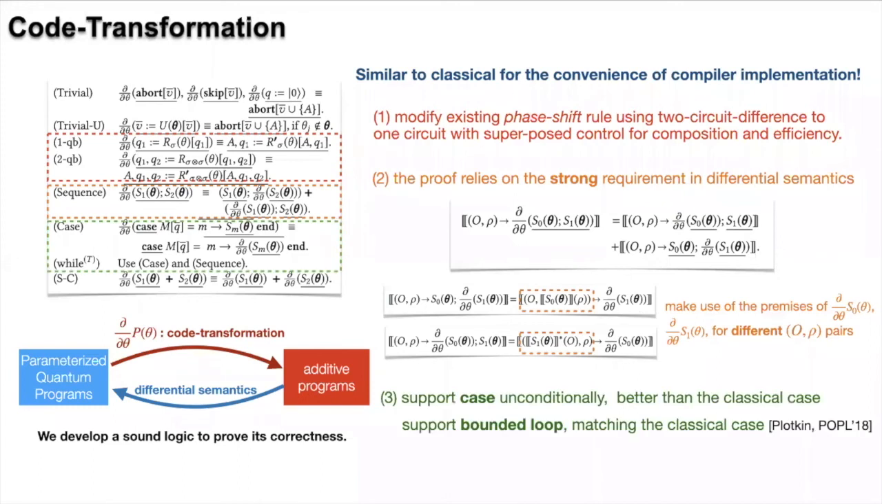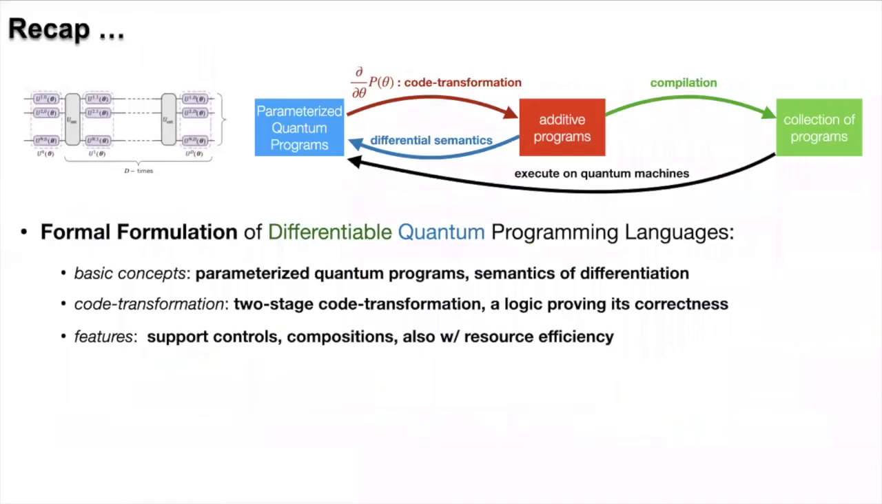Thirdly, we want to highlight that our co-transformation supports case unconditionally and also supports a bounded loop, which matches what we already have from the classical case. You probably have already heard that.